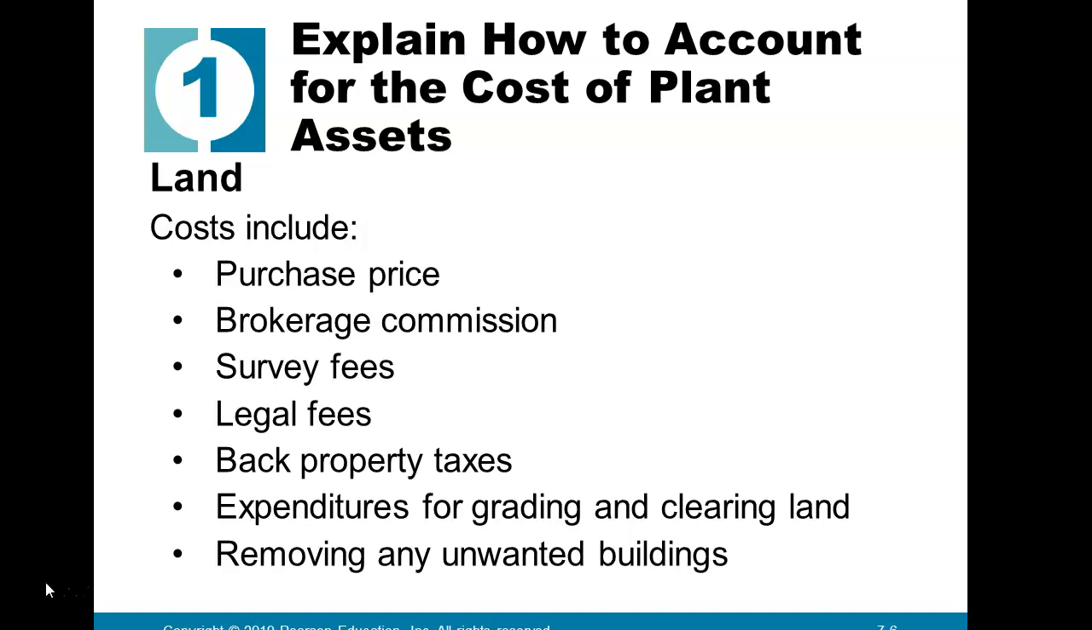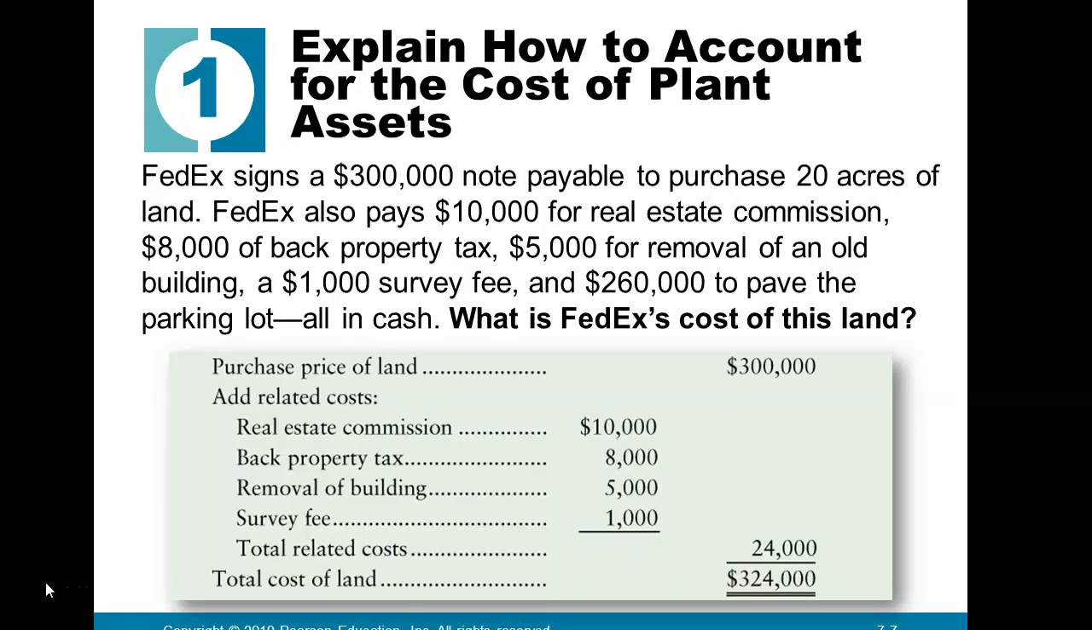And it's important because if there's a question asked of you, what's the cost of this land, and you see all these other costs, you have to think, okay, I need to include them in the acquisition cost of that asset. So in this case here, it says FedEx is going to sign a note. It's going to purchase 20 acres of land. It also pays $10,000 for real estate commission, $8,000 back property taxes, removal of the old building, survey fee, and $200,000 to pave the parking lot.